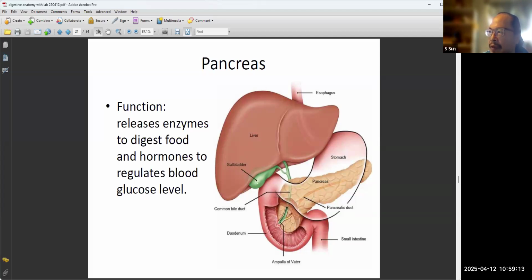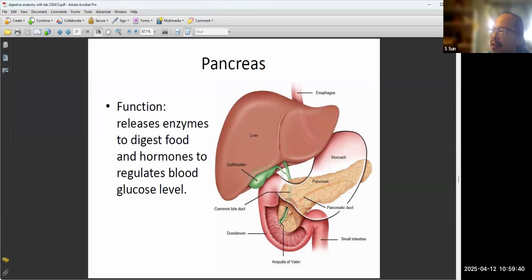And the gallbladder right here, it will release bile. The gallbladder doesn't produce bile, it simply stores the bile. The bile is produced by the liver. So you can see the liver, when it produces the bile, it will release it into the small intestine already. But additional bile will be stored in the gallbladder. So this is just a storage.